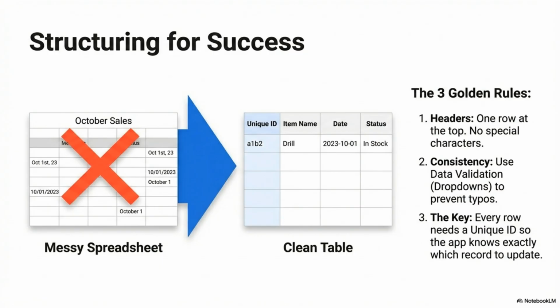To structure your data for success, follow the 3 golden rules. Use 1 row of headers without special characters. Employ data validation for consistency, and ensure every row has a unique key for accurate updates.